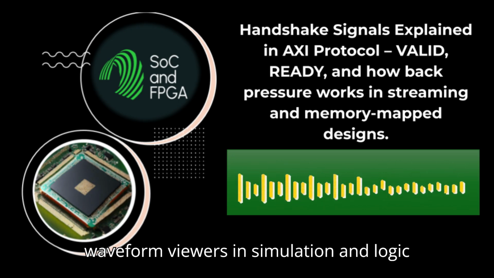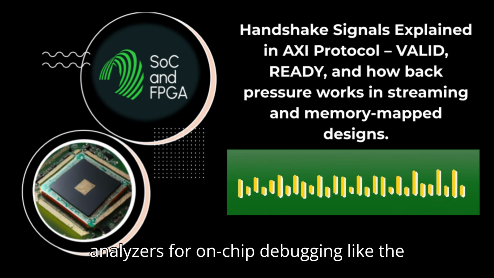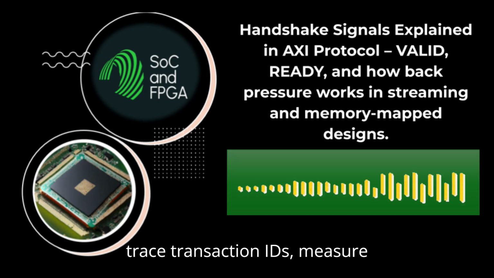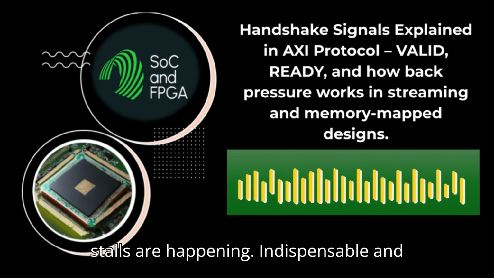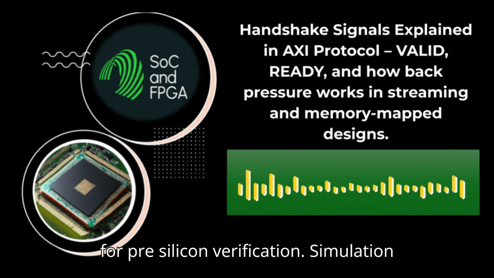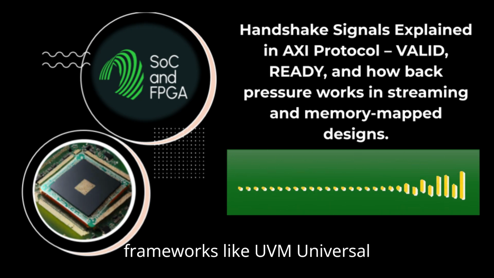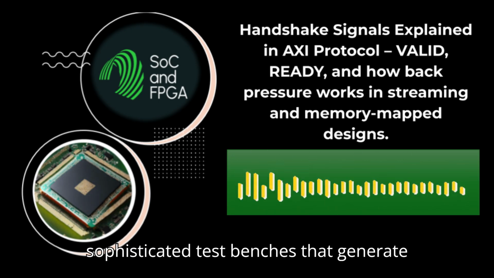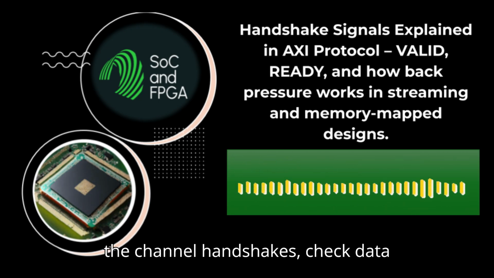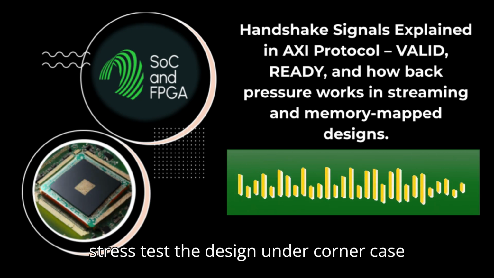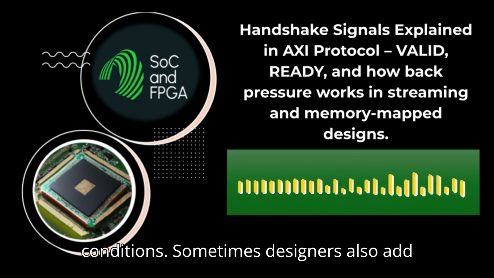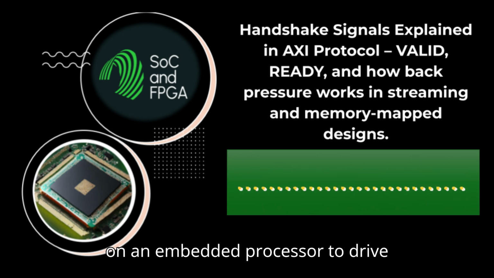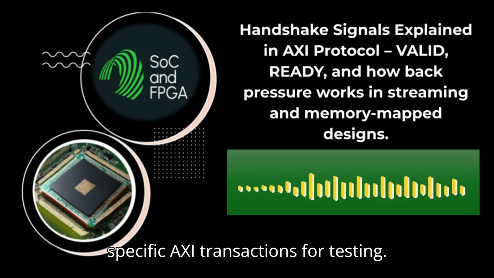Then you have waveform viewers in simulation and logic analyzers for on-chip debugging, like the Vivado ILA. These let you actually see the valid and ready signals toggling, trace transaction IDs, measure throughput, and pinpoint exactly where stalls are happening. Indispensable. And for pre-silicon verification, simulation frameworks like UVM, Universal Verification Methodology, are the standard. They allow you to build sophisticated testbenches that generate constrained random stimulus, monitor all the channel handshakes, check data integrity using scoreboards, and really stress test the design under corner case conditions. Sometimes designers also add extra FIFOs or register stages purely for debug visibility, or use software running on an embedded processor to drive specific AXI transactions for testing.